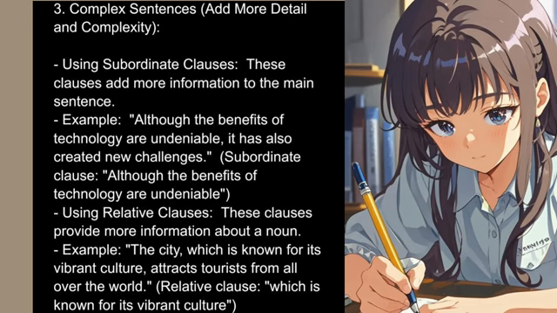Using relative clauses. These clauses provide more information about a noun. Example: the city, which is known for its vibrant culture, attracts tourists from all over the world. Relative clause: which is known for its vibrant culture.